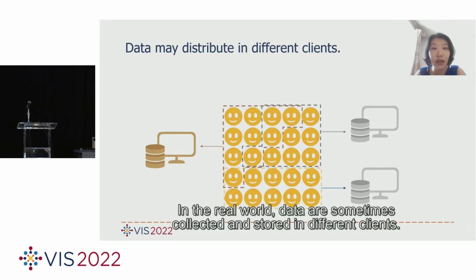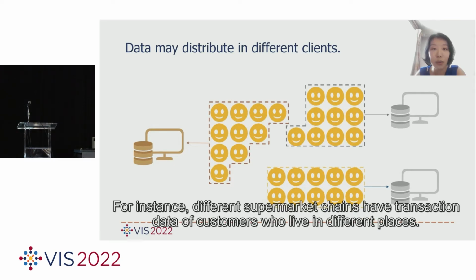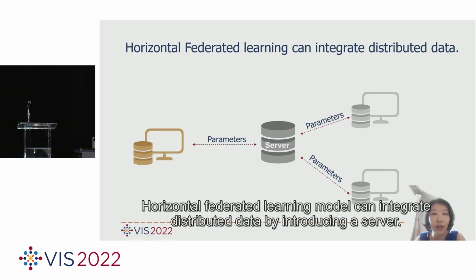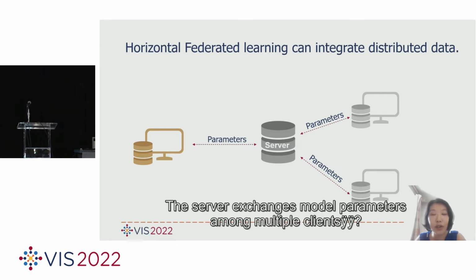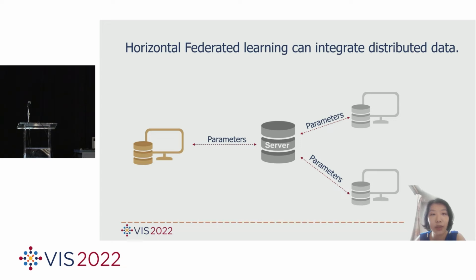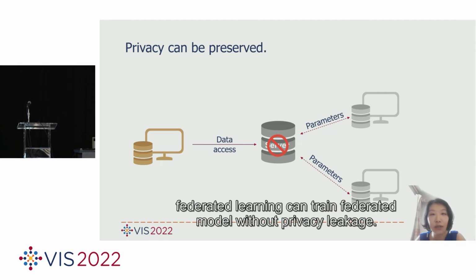In the real world, data are sometimes collected and stored in different clients. For instance, different supermarket chains have transaction data of customers who live in different places. A horizontal federated learning model can integrate distributed data by introducing a server. The server exchanges model parameters among multiple clients and synchronizes them into the parameters of the horizontal federated learning model. Since no data access is needed, federated learning can train a federated model without privacy leakage.